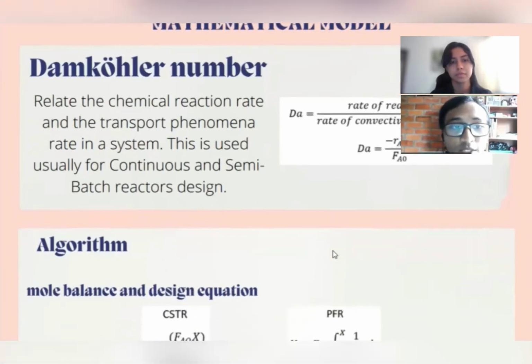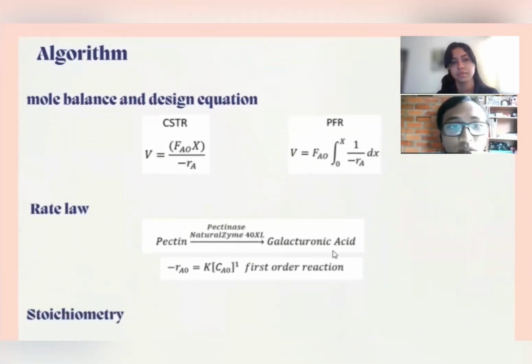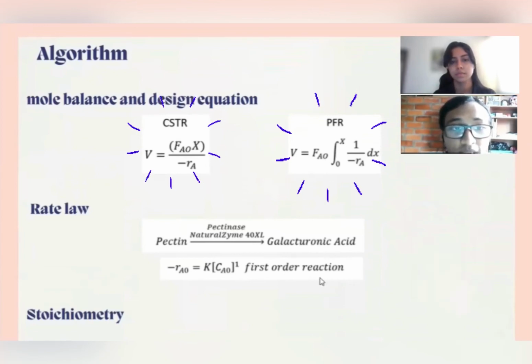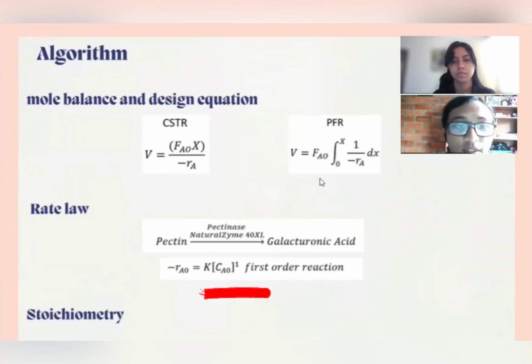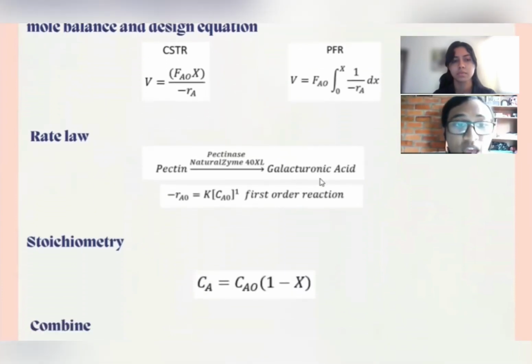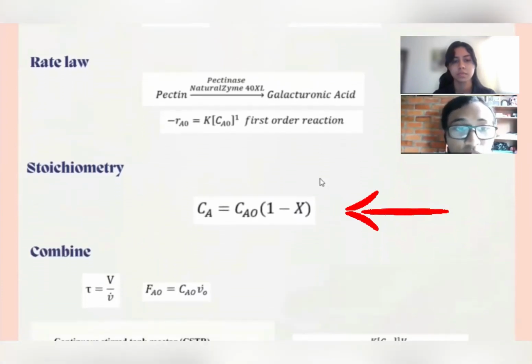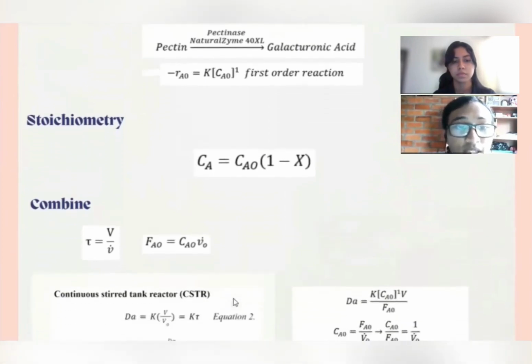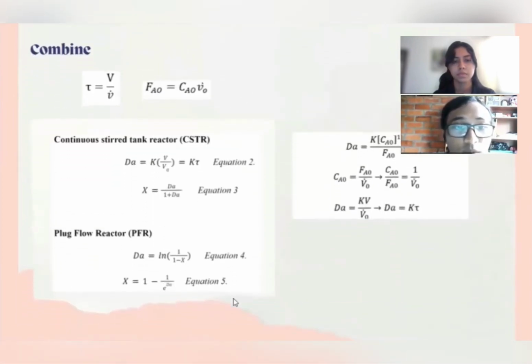To arrive at the equation that we simulated in MATLAB to compare the reactors, we use the Fogler algorithm. First, we obtain the design equation for each reactor by making the assumptions for each reactor, obtaining this equation that we can see, and then we write the rate law. Here we have the first order irreversible reaction, and then we do the stoichiometry and relate the concentration to the conversion. Finally, we combine all the terms in the design equation to arrive at the ones we will simulate in MATLAB.